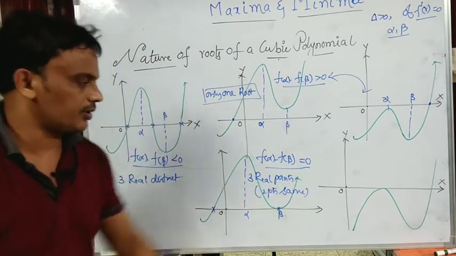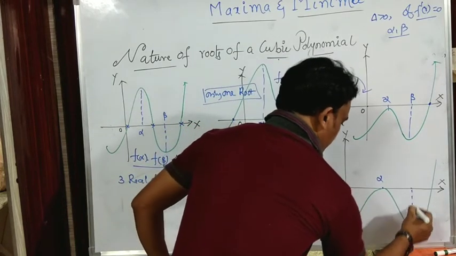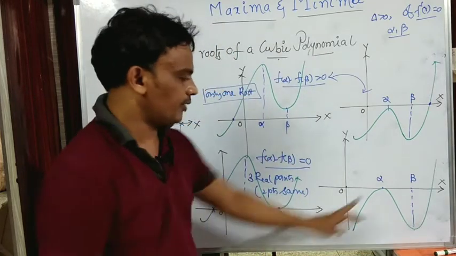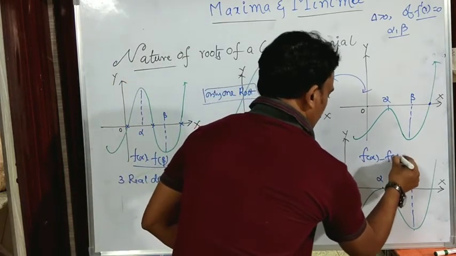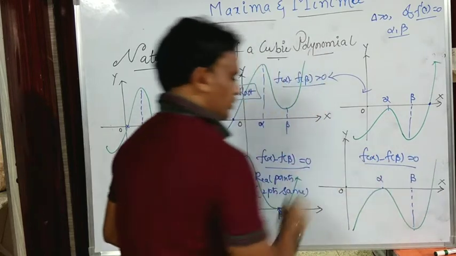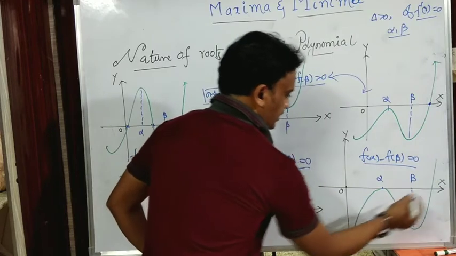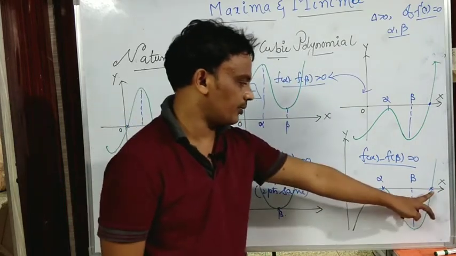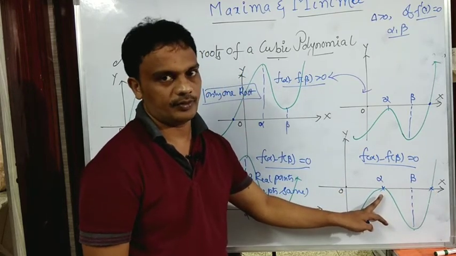Of course, coming to this one, here also this is alpha and this is beta value. f of beta is negative and f of alpha is 0. So f of alpha into f of beta is equal to 0. Am I right or not? In that case, the curve intersects at 3 points. Of those 3 points, 1 point is here and the remaining 2 points are coincident here. Okay, next.